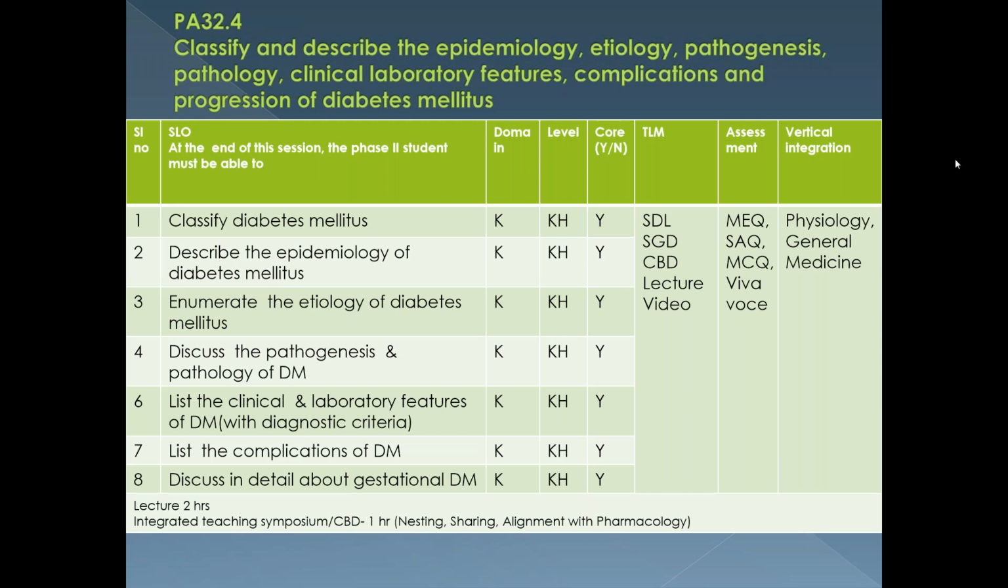To classify diabetes mellitus, to describe the epidemiology of diabetes mellitus, to enumerate the etiology of diabetes mellitus, to discuss the pathogenesis and pathology of diabetes mellitus, to list the clinical and lab features of diabetes mellitus with diagnostic criteria, and to list the complications of diabetes mellitus, and finally to end it, to discuss in detail gestational diabetes mellitus.